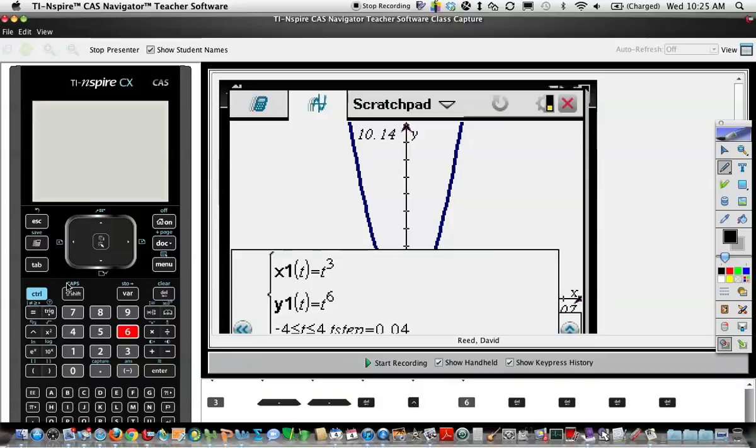Sometimes you have to be creative in eliminating the parameter. Now, eliminating the parameter, what I'm saying is let's combine the x and y equations into one equation that's y equals something with x. So we get y equals, since x and t cubed are the same, I can make a substitution and I get the same thing. So, go ahead and hit enter.